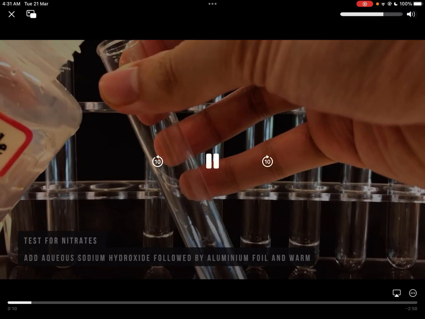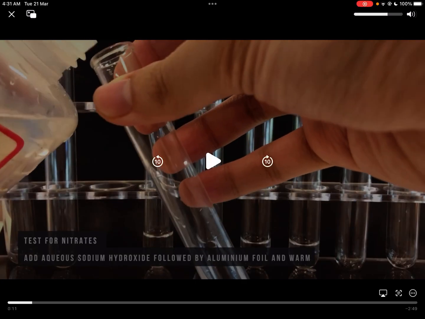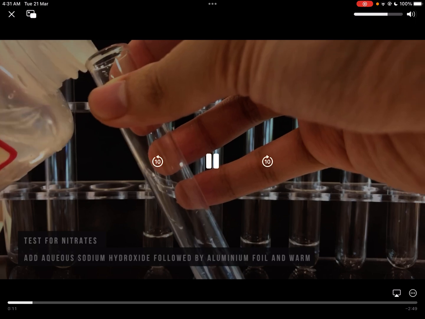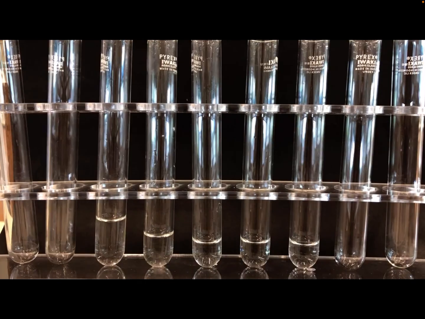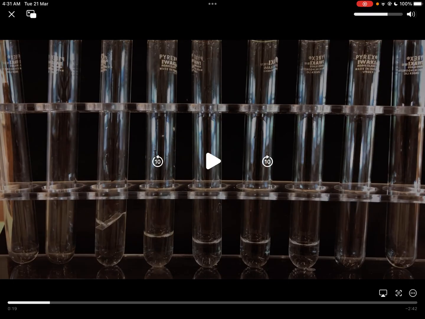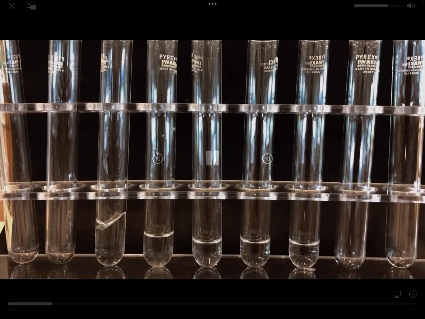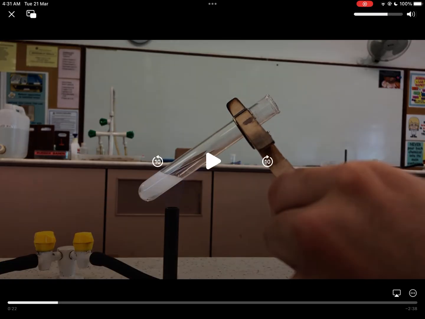So the first one is the test for nitrate. You will be adding aqueous sodium hydroxide followed by aluminium foil, and you are warming it. I'll tell you what's the function of the aluminium foil in a short while. So the guy is adding sodium hydroxide, and then this is the aluminium foil. Then this is effervescence, not precipitate. A lot of bubbles coming out. Then what he needs to do is warm it.